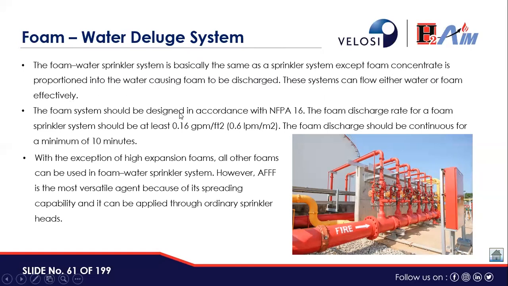The foam system should be designed in accordance with NFPA 16. The foam discharge rate for a foam sprinkler system should be at least 0.16 GPM per square foot. The foam discharge should be continuous for a minimum of 10 minutes. With the exception of high expansion foams, all other foams can be used in a foam water sprinkler system.